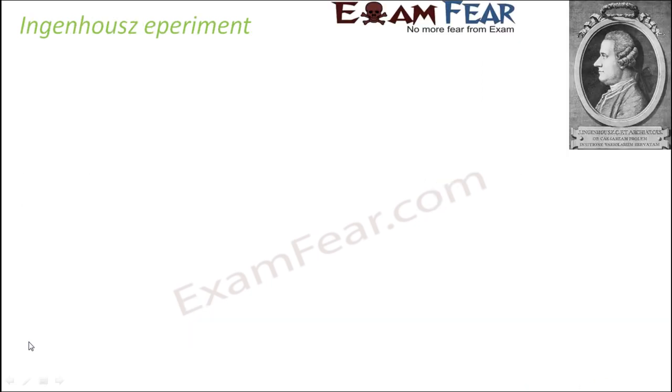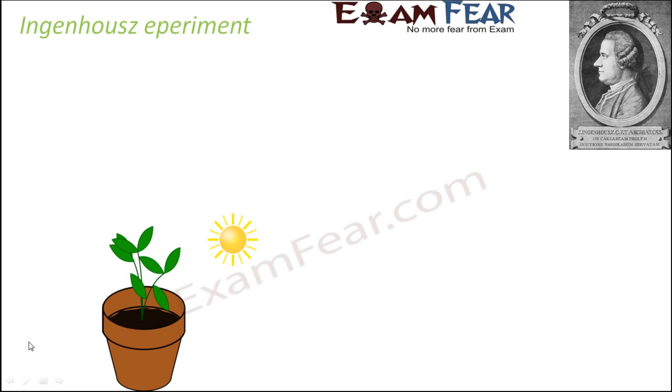Now, the next experiment was performed by a scientist named Ingenhousz. So what did he do? He wanted to know more about how and where plants release oxygen. Now, this fact was known from Priestley's experiment, that plants release oxygen, but from which part of the plant oxygen is released was not known. So Ingenhousz was interested to know under what conditions and from which part of the plants oxygen is released.